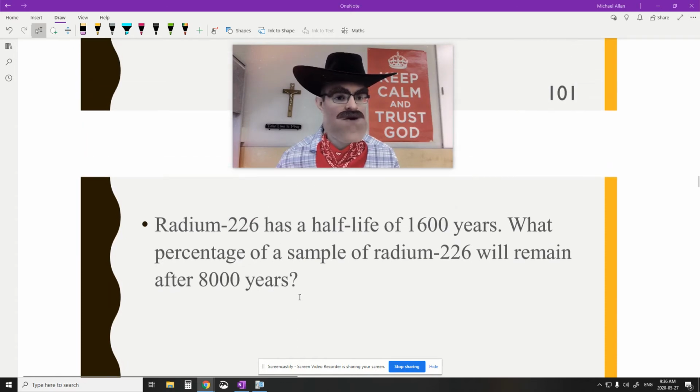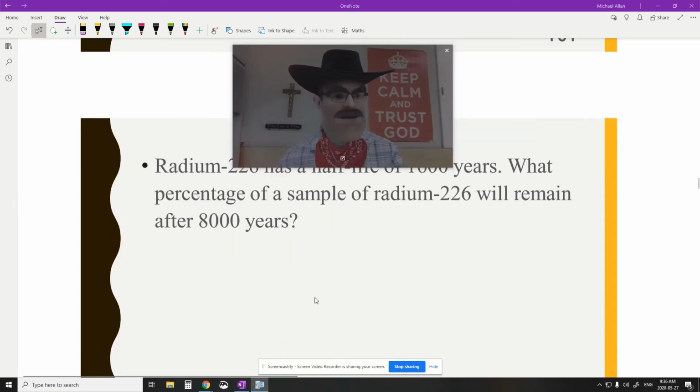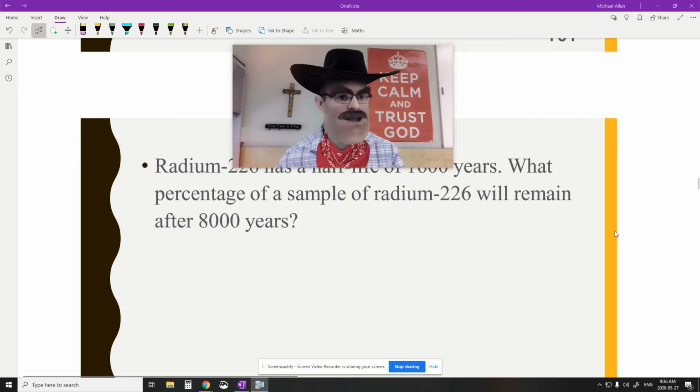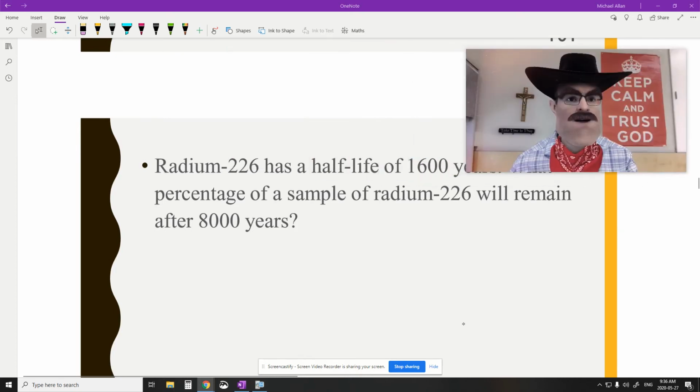So what percentage will remain after 8,000 years if my half-life is 1,600? So I'm just going to double check. I'm going to take that 8,000 divided by 1,600, and I get exactly 5. So this is 5 half-lives later. So I should be able to determine the percentage pretty easily here.